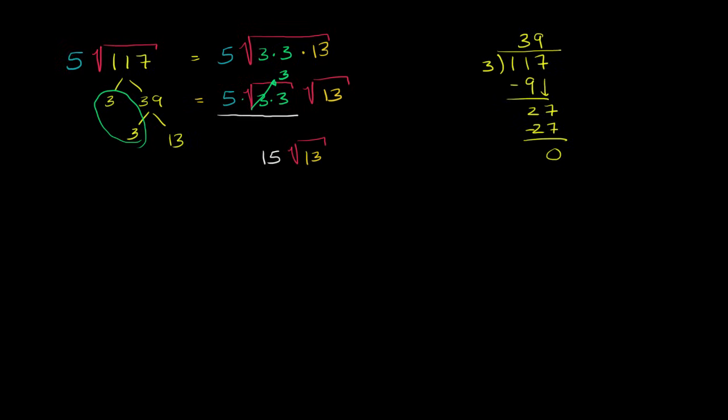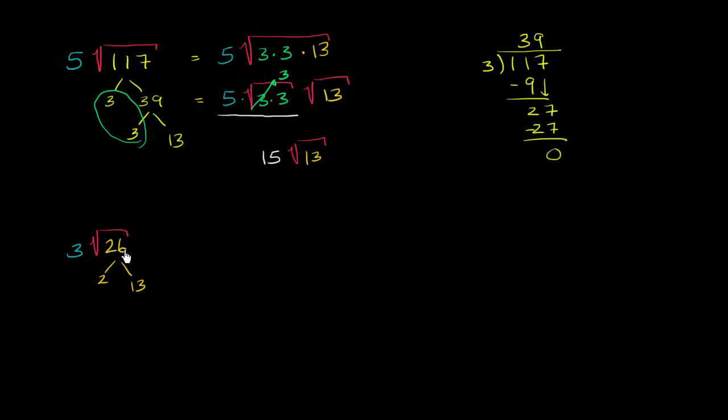So let's try to simplify 3 times the square root of 26. Actually, 26 in yellow like I did in the previous problem. 26 is clearly an even number, so it's going to be divisible by 2. We can rewrite it as 2 times 13. And then we're done. 13 is a prime number. We can't factor this anymore.